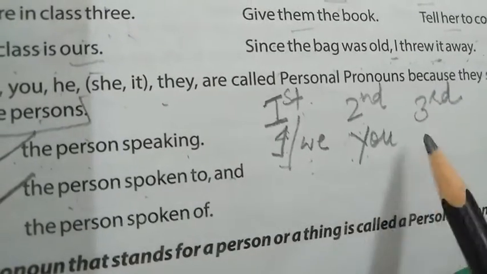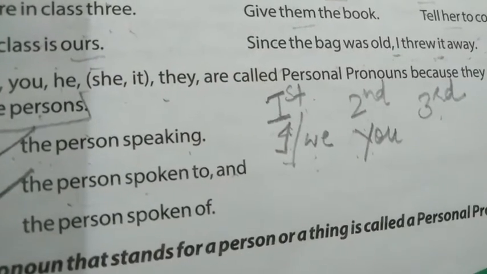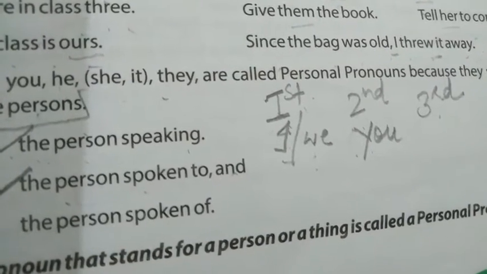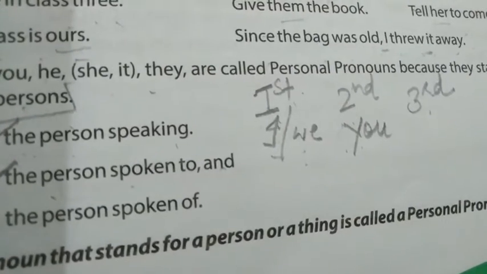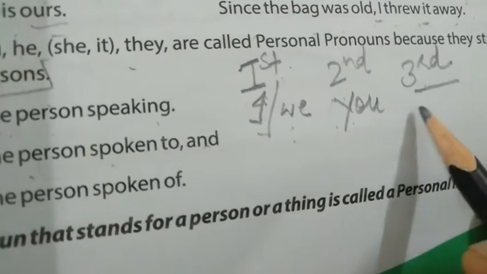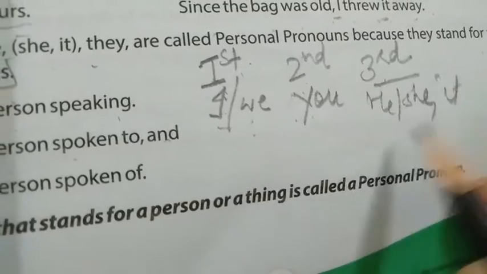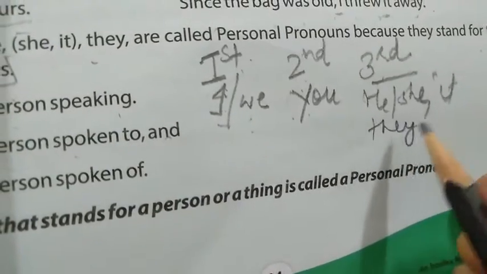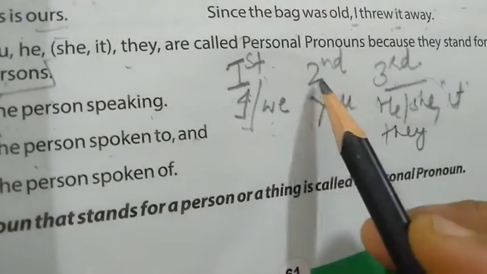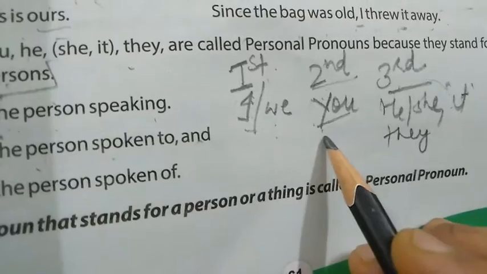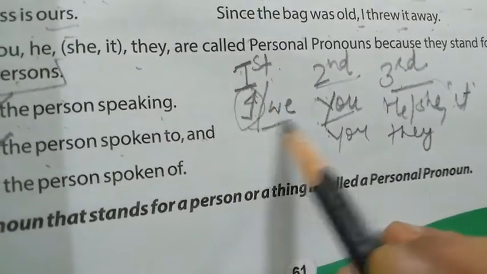Then third person, about whom we are talking, the person spoken of, जिसके बारे में हम बात कर रहे हैं. It can be anything, it can be any person, any bird, any animal. So for third person we can use he, she, it, or in plural form they. All these are third person forms. Second person, in singular and plural both cases we use you. In first person, I singular and I in plural is we.